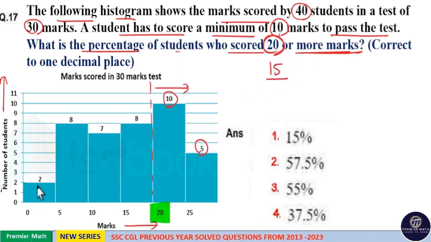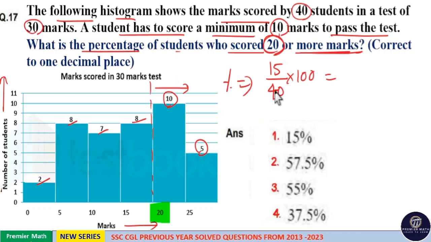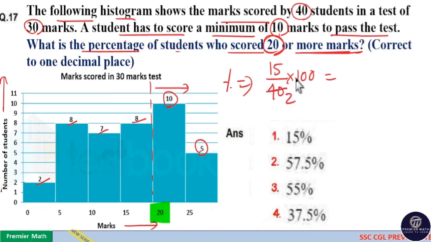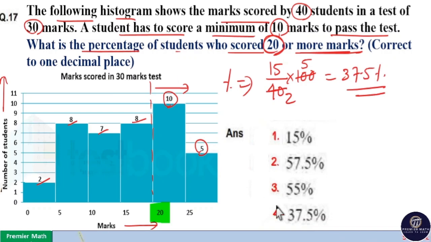And out of the total students, 2 plus 8, 10, 7 plus 8, 15. So 15 plus 10 is equal to 25. 25 plus 15 is equal to 40. So 15 students scored 20 or more marks out of 40 students. So the required percentage is equal to 15 by 40 into 100. 20 goes 2 times in 40, 20 goes 5 times in 100. 15 into 5 is 75. 75 by 2 is equal to 37.5 percent. So option 4 is your answer.